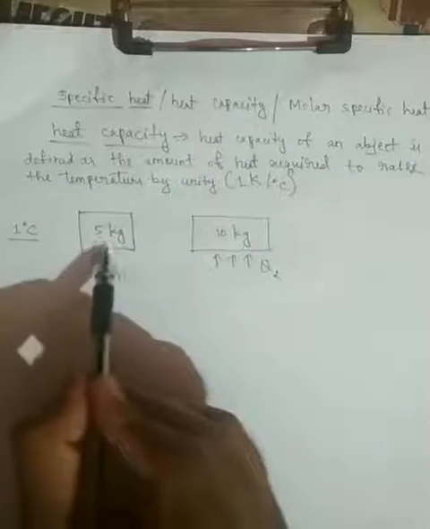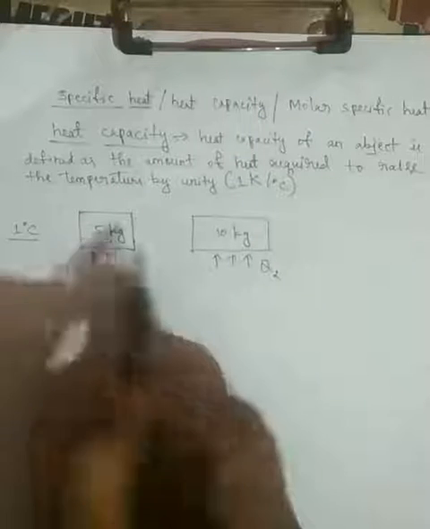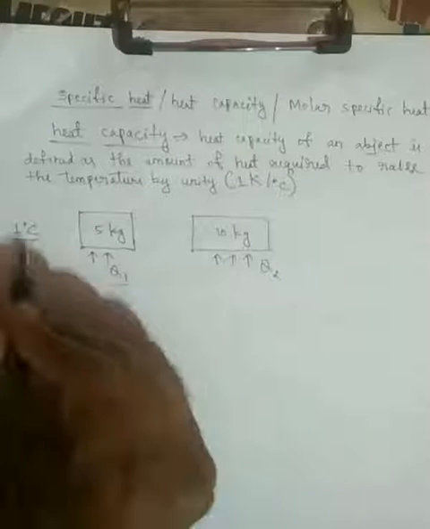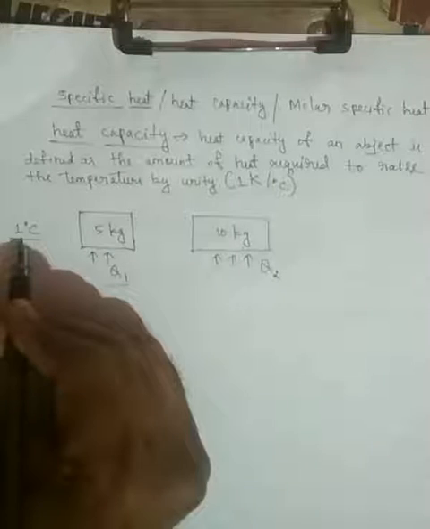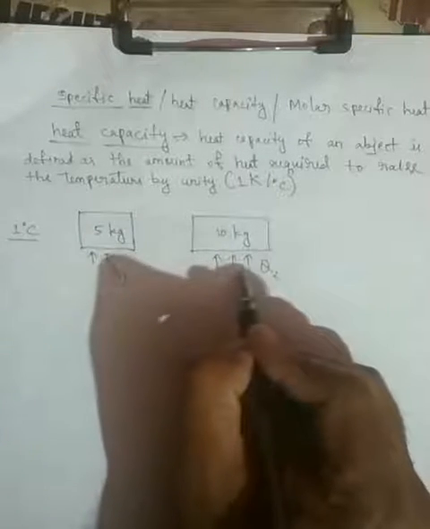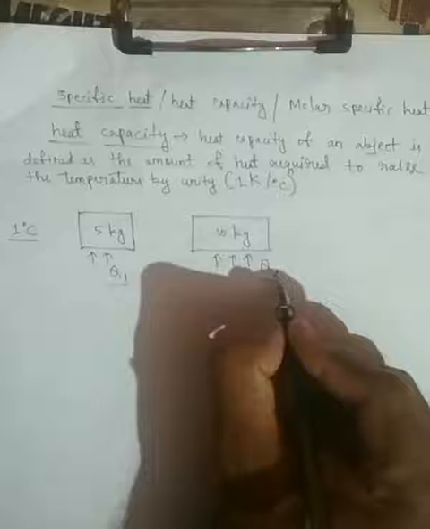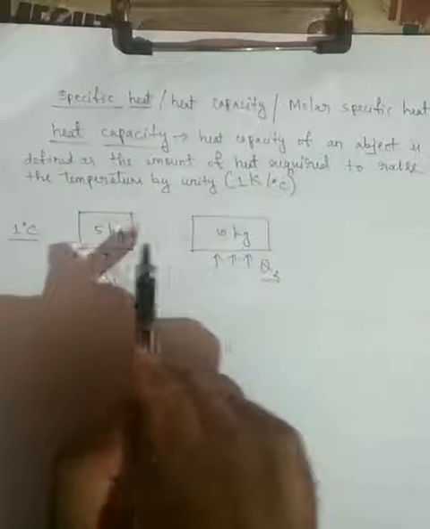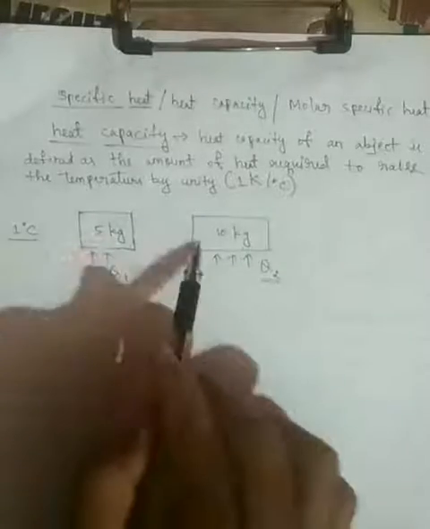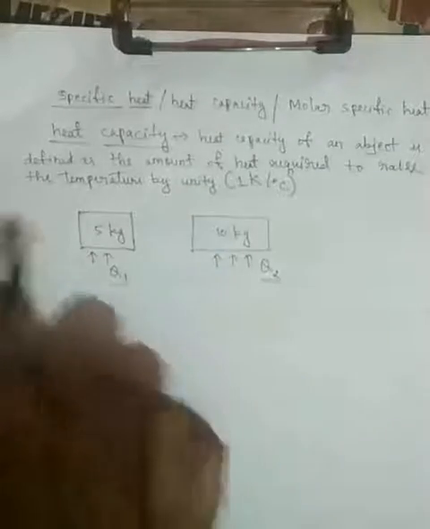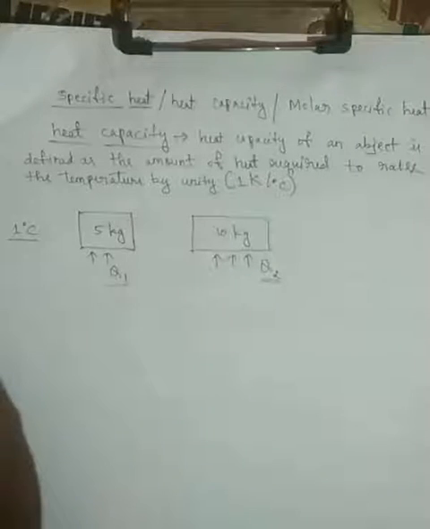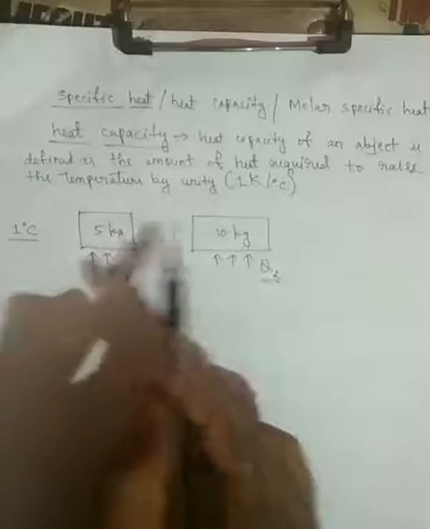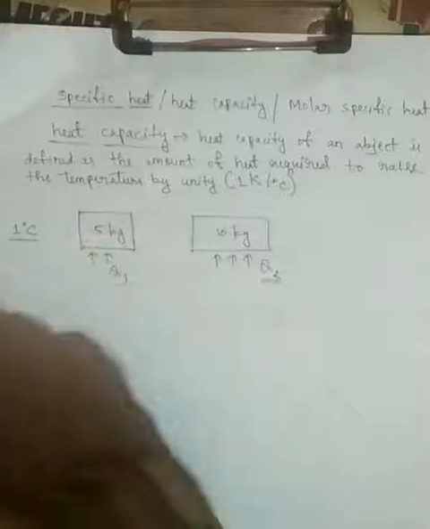So for the first case, 5 kg, we are supplying Q1 amount of heat in order to raise the temperature of the object by 1 degree Celsius. For the second case, we are supplying Q2 amount of heat to raise the temperature of this 10 kg object by 1 degree Celsius. So heat capacity is nothing but the amount of heat required for respective objects to raise the temperature by 1 degree Celsius. Here the mass can be different.